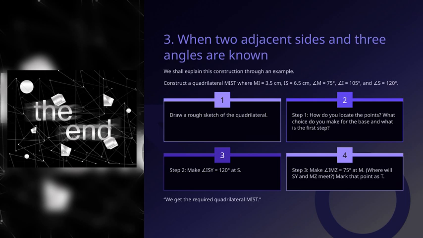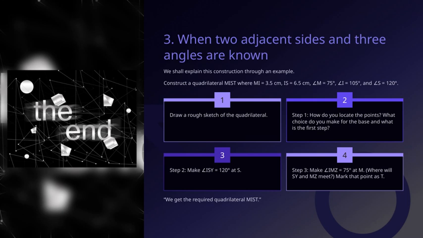First, I recommend drawing a rough sketch of the quadrilateral to visualize the shape. In step 1, we consider how to locate the points. The key question is, what should we choose as our base and what's our first move? Once we have that, we can proceed systematically. Moving to step 2, we make an angle of 120 degrees at point S, specifically angle ISY. This helps us set up the correct orientation for our construction.